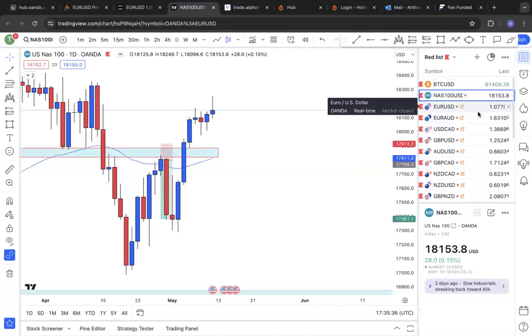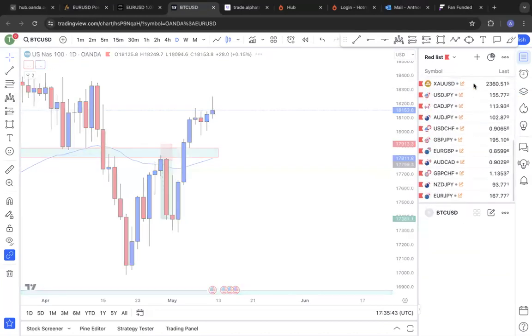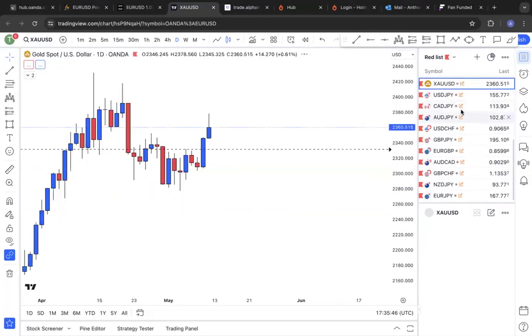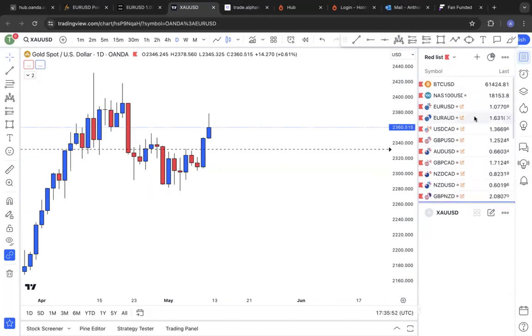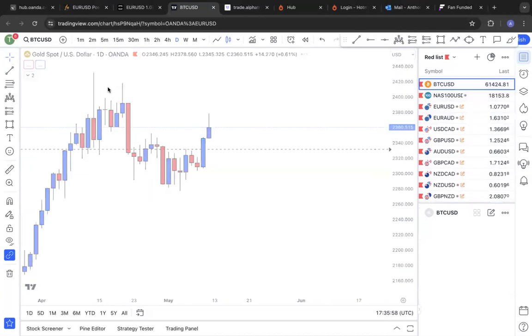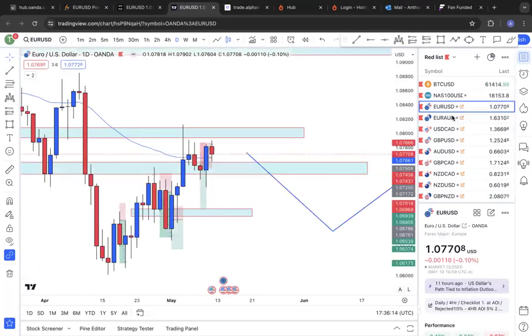Not all pairs work out. I don't regularly trade mass or Bitcoin, but I always like to look at them. I have my gold pair here that I like to look at as well. But all these other pairs I've already gone through and looked at, and I don't think they're worth the time of day. So let's get into it. We're going to load here, a little slow. There we go. Let's start with Euro USD.